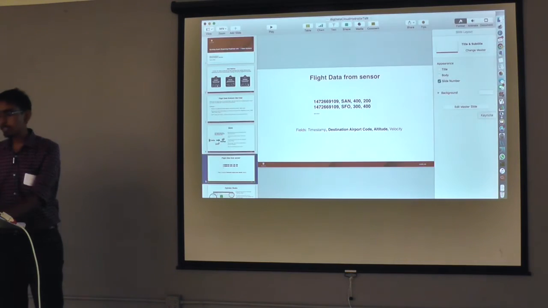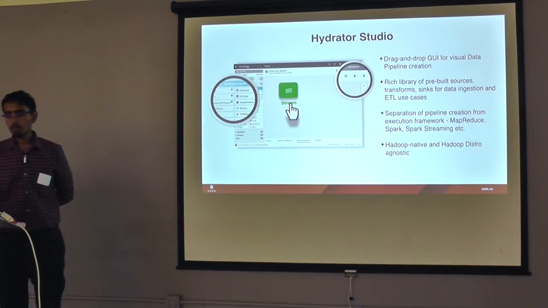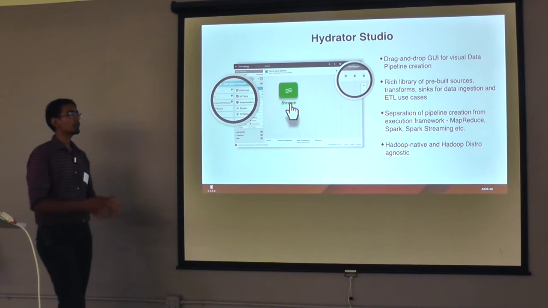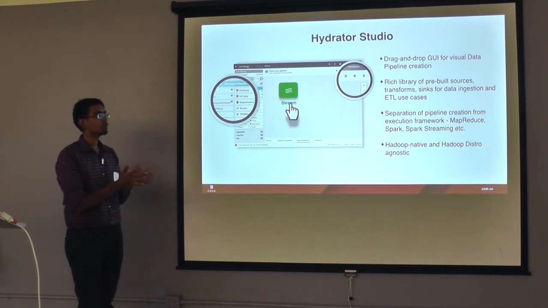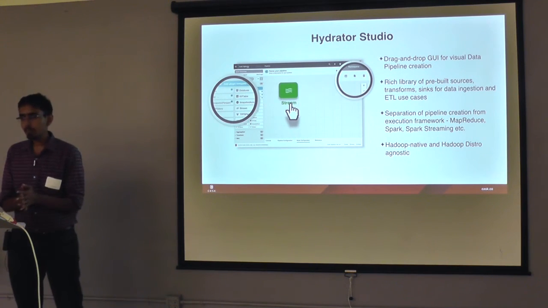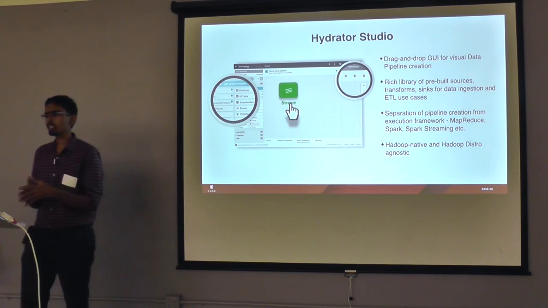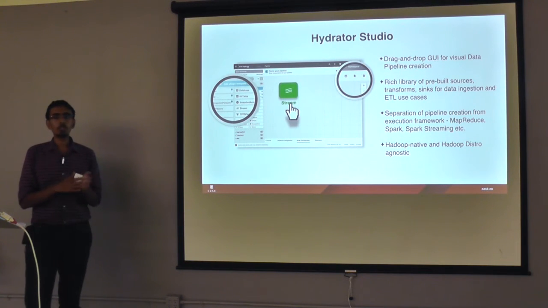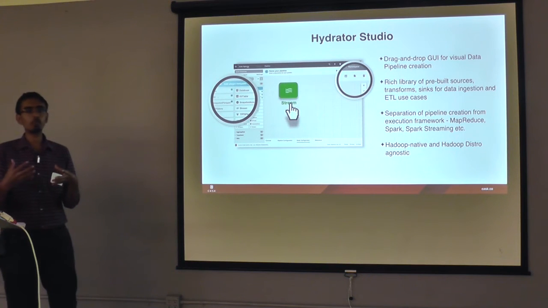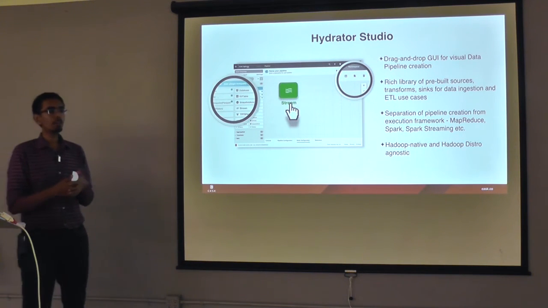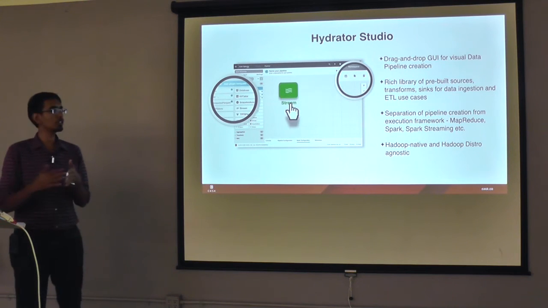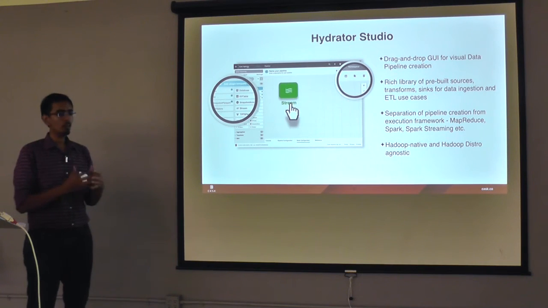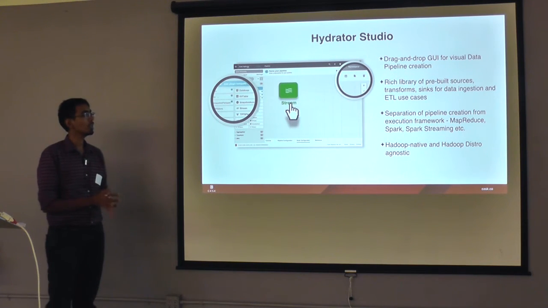Moving back to the slides. What we saw was called Hydrator Studio, where we were able to use the drag and drop GUI for data pipeline creation. We also looked at the rich library of pre-built sources, both batch sources and streaming sources. And a lot of different transforms, ranging from simply a JavaScript transform, which just operates record by record, where you can drop certain fields or drop records, to group-bys or joins, which work on more than one record, or a collection of records as well.